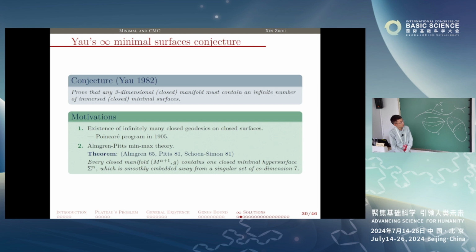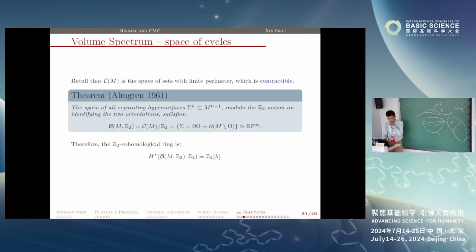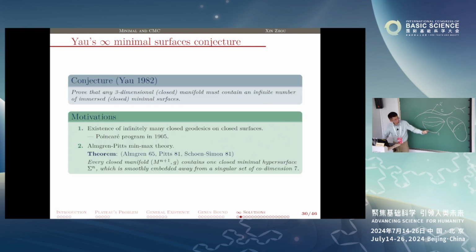I think this is one of the motivations. This is a directly one-dimensional higher generalization of this conjecture. And also another one was the Almgren-Pitts-Simon theory I mentioned before. You at least have a very effective tool to produce at least one closed minimal surface in this manifold. Well, in short, this has been solved.